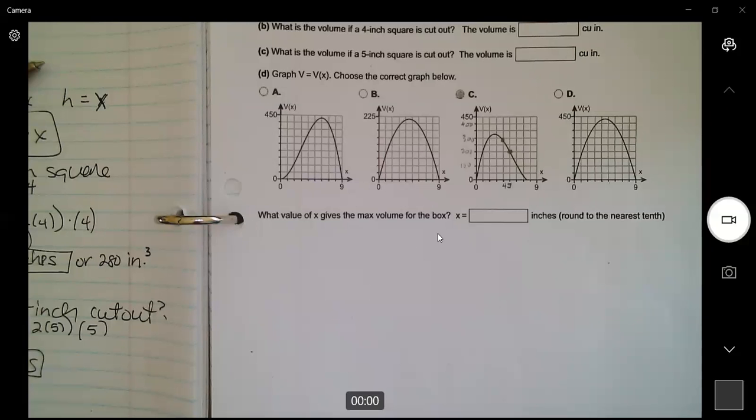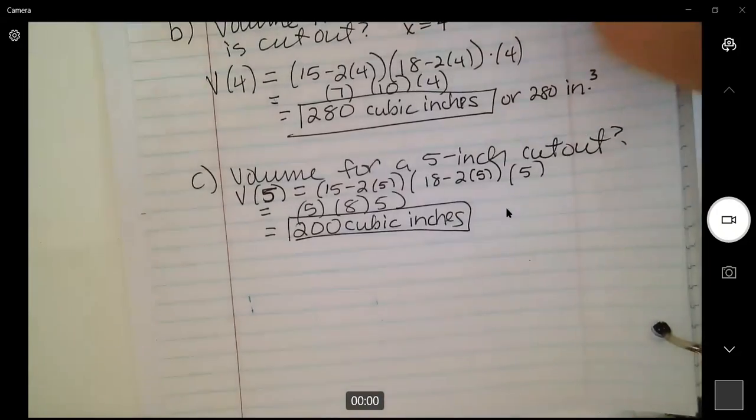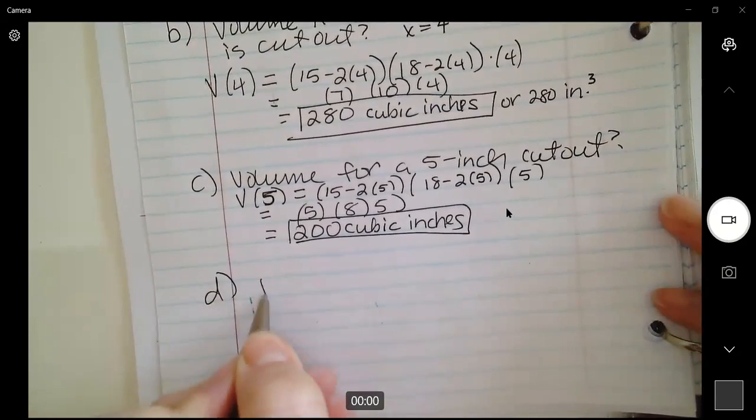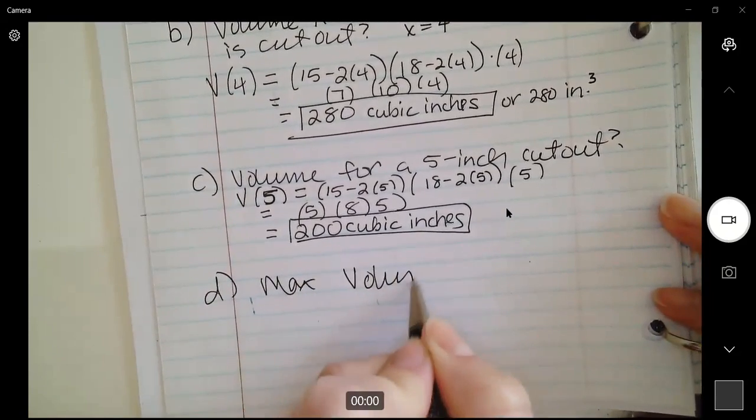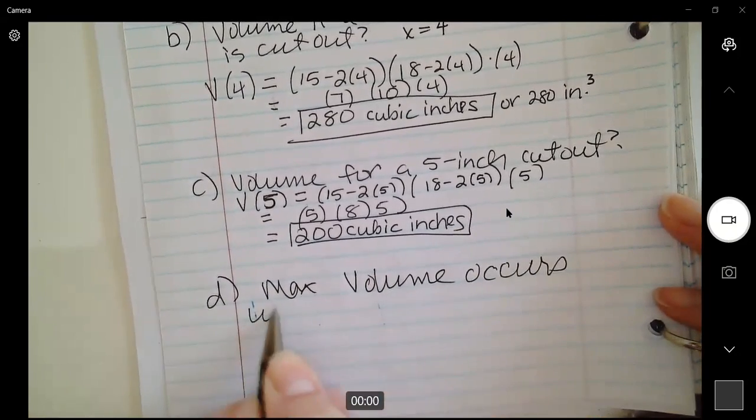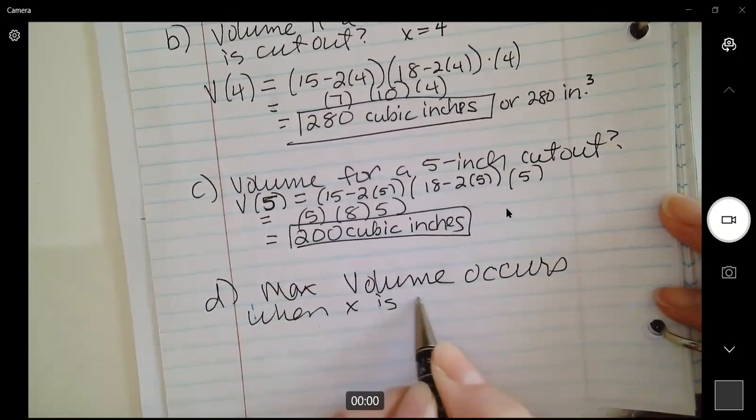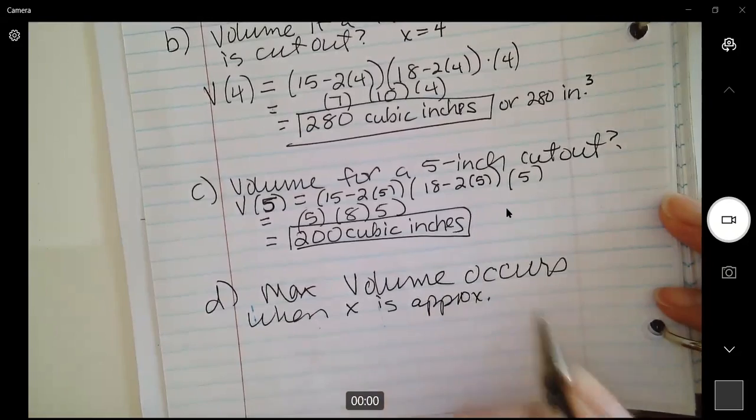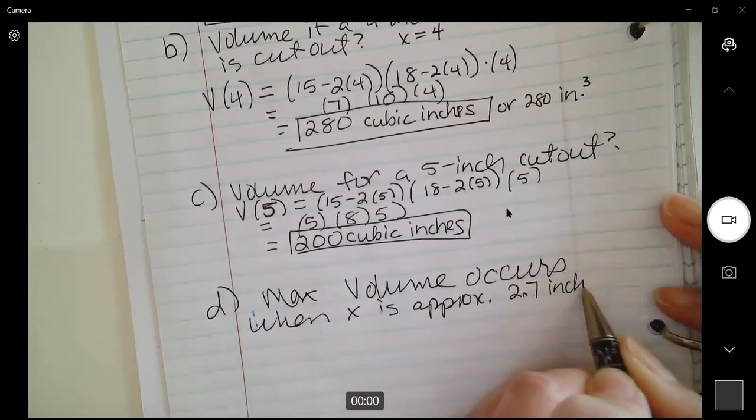So what value of X gives the maximum volume for the box? We put this on our calculator, ran the max function, marked it on the left and the right side, had it find the max for us, and it said the X value for that was about 2.7 inches. Okay, so that's the rest of it right here. So the max volume occurs when X is approximately 2.7 inches.